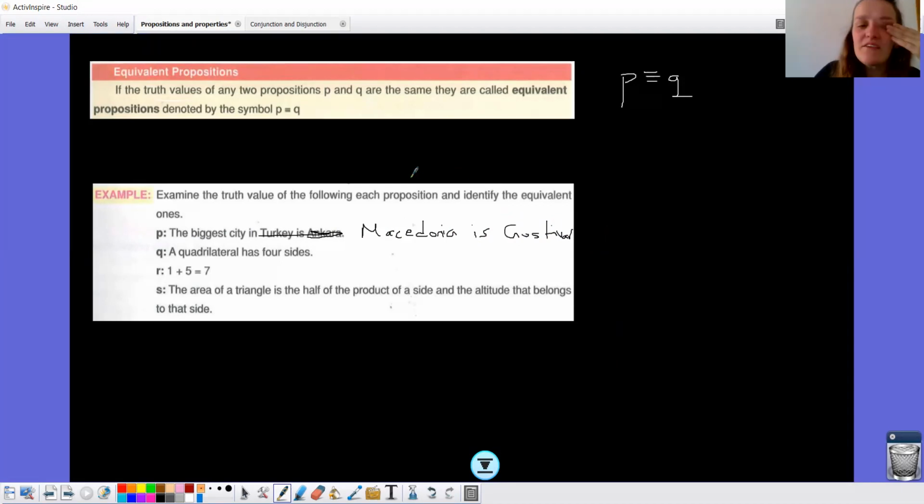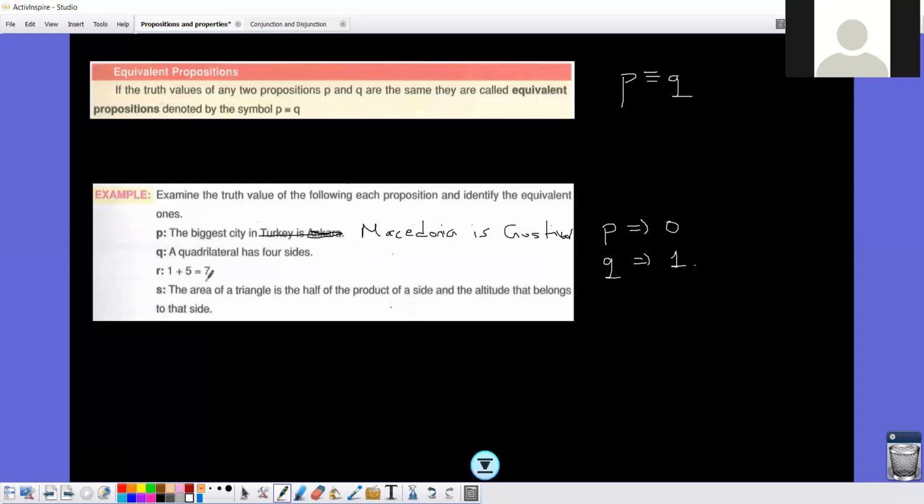Okay, if your preposition is like this, the biggest city in Macedonia is Gostivar, will this one be true or false? False. The truth value of P will be 0. Okay. A quadrilateral has 4 sides. Is it true or false? True. So the truth value of Q will be 1.